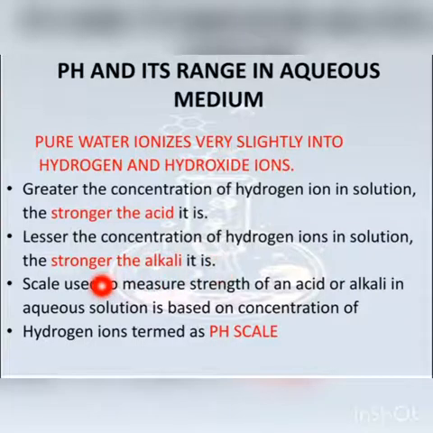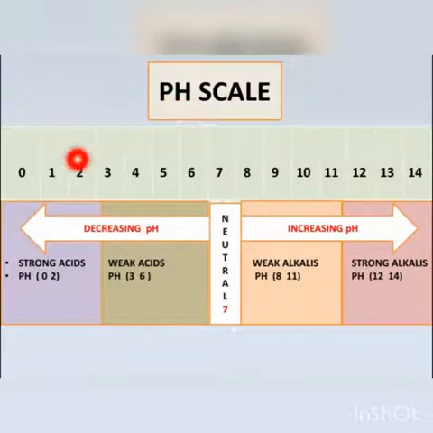Next, the scale which is used to measure strength of an acid or alkali in aqueous solution is based on the concentration of hydrogen ions. This is termed as pH scale. Okay, now this is the pH scale and it has markings from 0 to 14. From 0 to 6, pH is decreasing. 7 is the neutral point. From 7, 6, 5, 4, 3, 2, 1 and 0. Moving from 7 to 0, pH is decreasing.